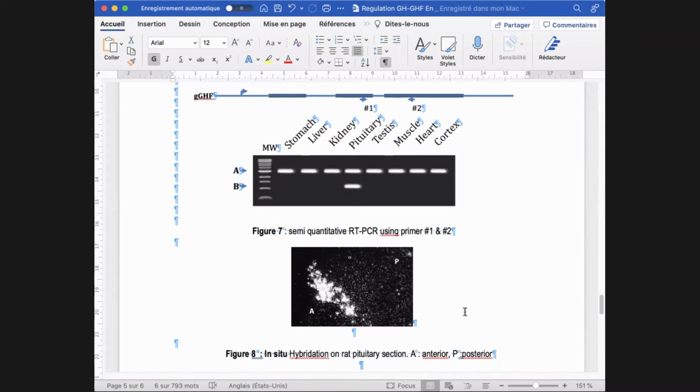Basically, those 2 methods are very much used, classical methods to analyze gene expression in different tissues. We are monitoring the quantity of RNA that is accumulated in different tissues. So do you all know how RT-PCR works or not? Have you ever heard about reverse transcriptase PCR?